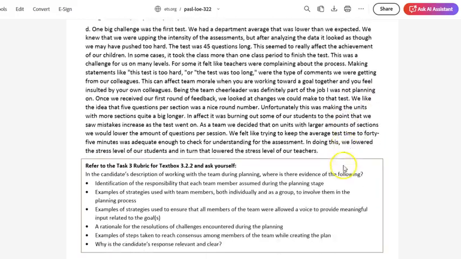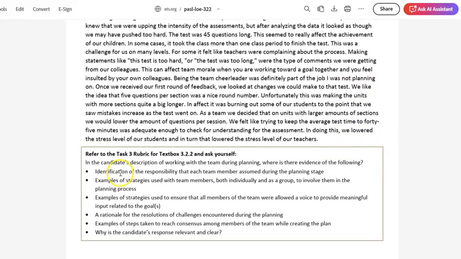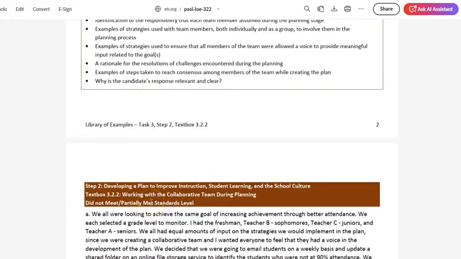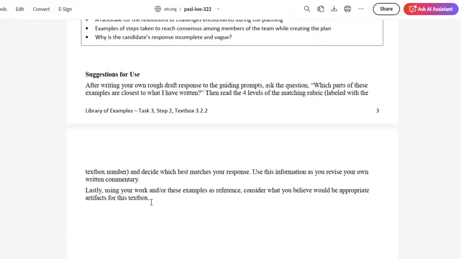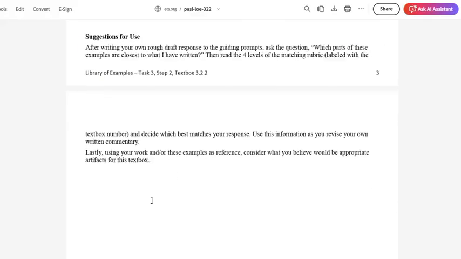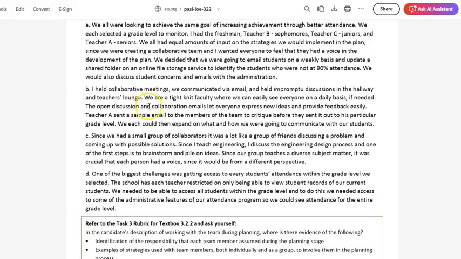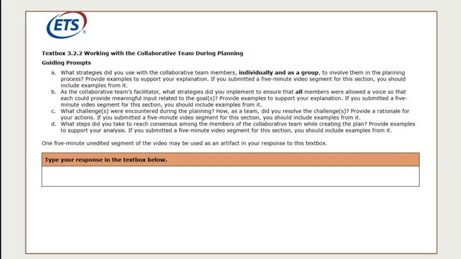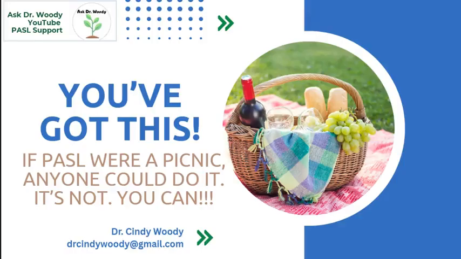It works. Remember, we talked about here, identification of responsibility. When you get to the rubric, I don't think the rubric is on here. The rubric talks in depth about how to really push it up to level 4. But remember, 3 is enough to pass. So I just included the photo of the whole prompt once more. So you can see the whole overarching idea is working with a collaborative team during planning.